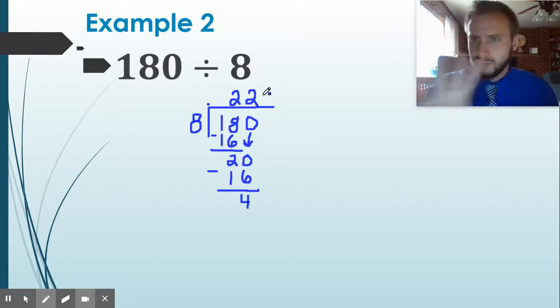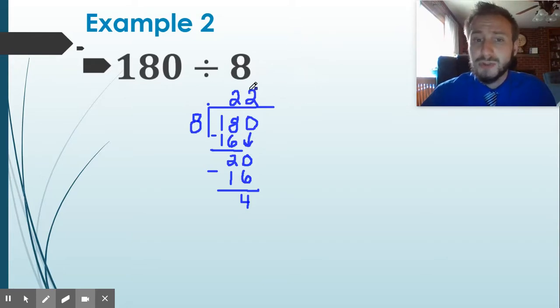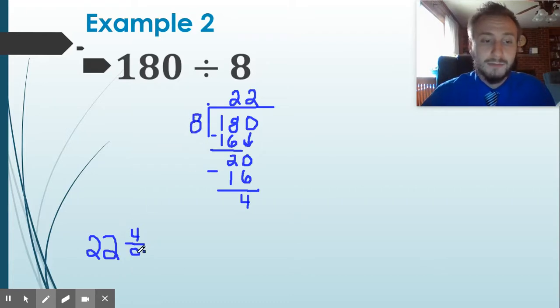Now let's show you the fraction first. Again, what you do is you take your answer, which is 22. I'll write that over here. 22. You take your remainder, which is 4, and you put that over top of a fraction bar, and you put your divisor on the bottom. So you have 22 and 4/8. We'll come back to that in a minute. So that's one answer. Another answer you can get is the decimal form.